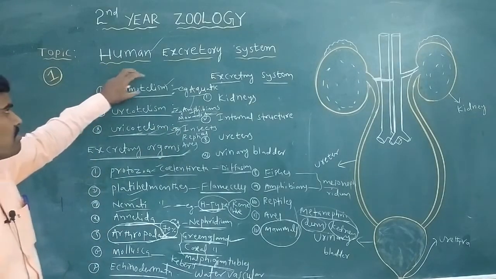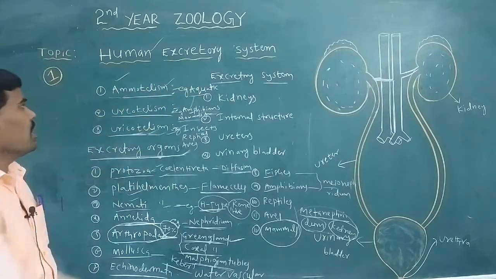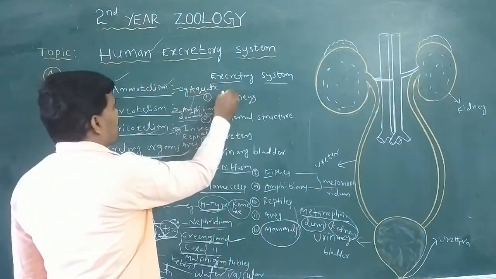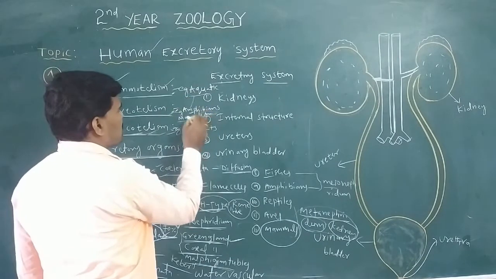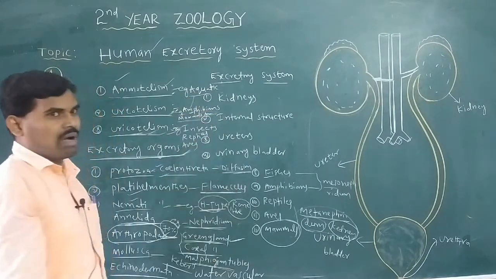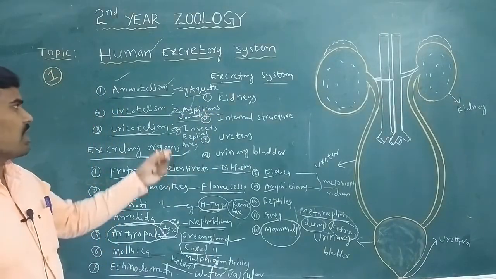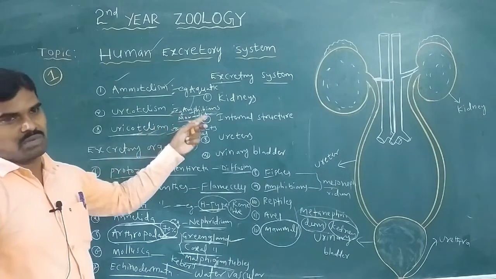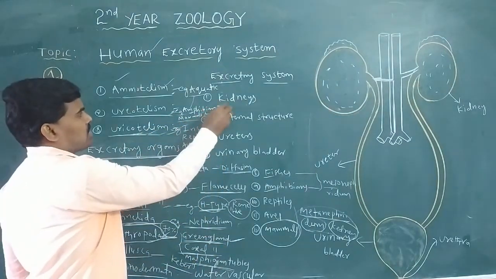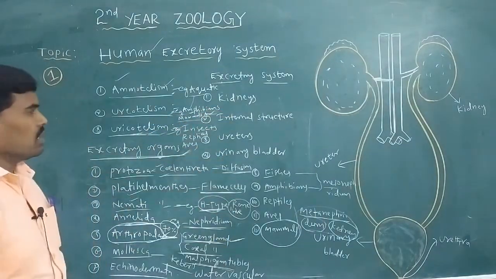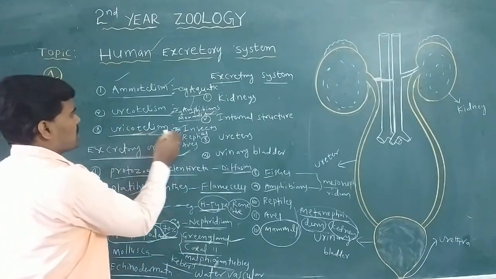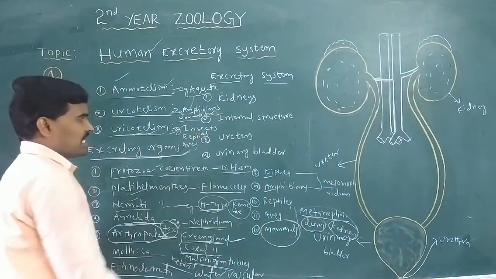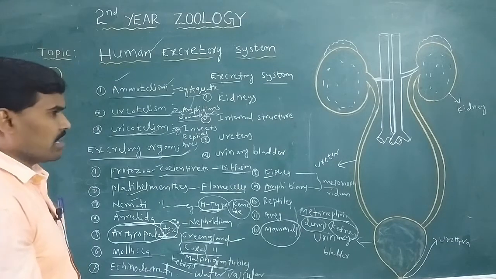Examples, once again I will repeat: ammoniotelism examples are the aquatic animals. Ureotelism examples are amphibians and mammals, and annelids phylum of the animals, a few of the annelids, not total annelids, only the cephalopod class of the animals. Uricotelism examples are insects, reptiles and aves.